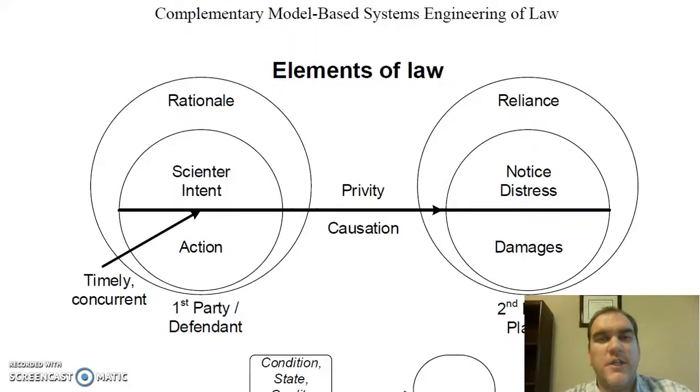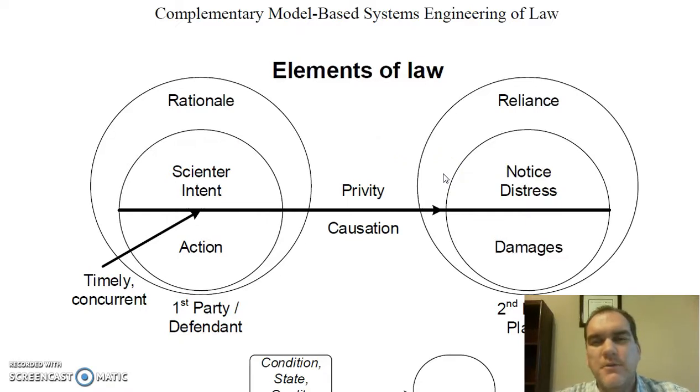Hello, this is General Guidance number 2 for the Complementary Model-Based Systems Engineering of Law. And we see here this graphical model that is a way to precisely engineer as much as possible the law and the elements of the law.